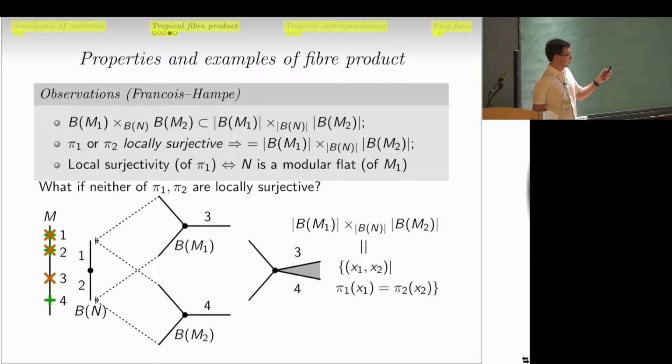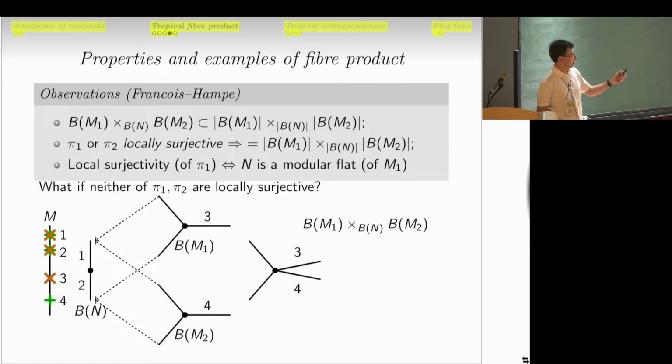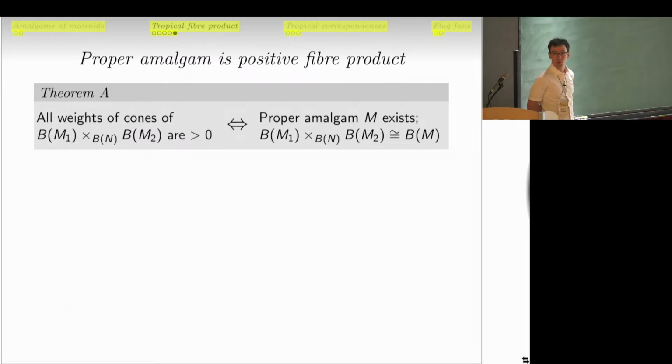But if we get rid of the set-theoretical one and construct our tropical fiber product, then it will be exactly the Bergman fan of the proper amalgam. And now we can formulate the first theorem. The first theorem is that this is not a coincidence, that this is what always happens.